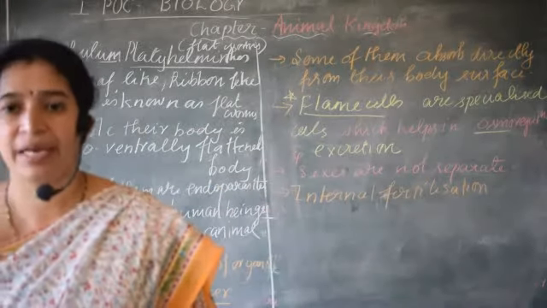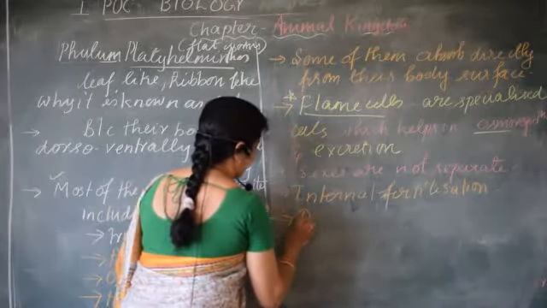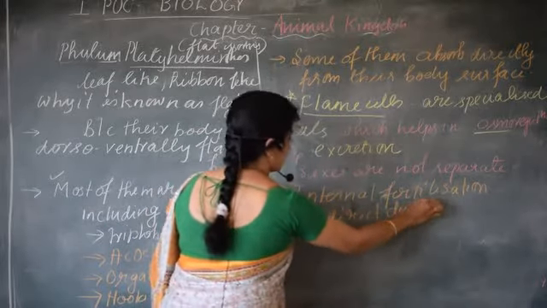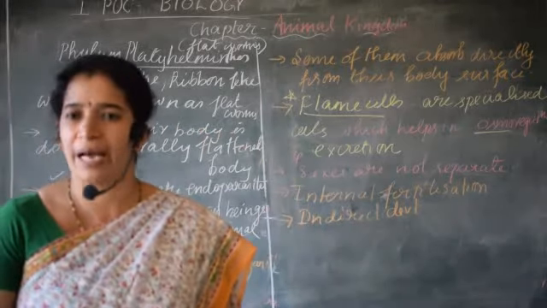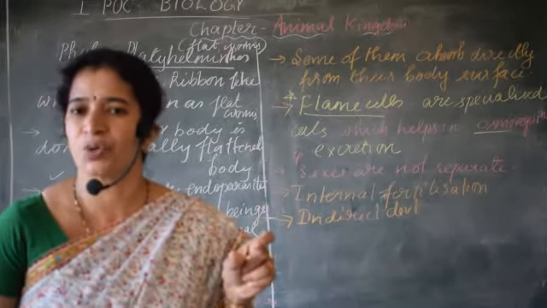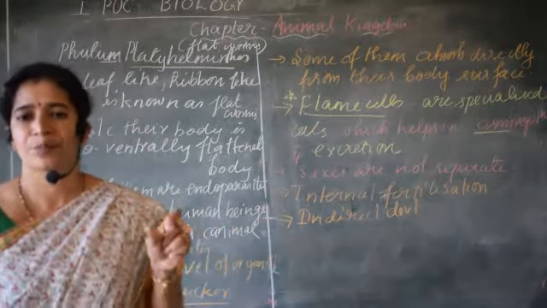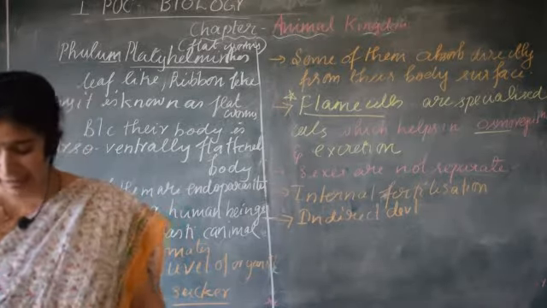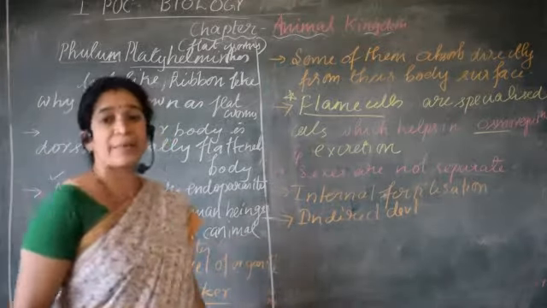Then they have indirect development. Let us go with the next feature about their development. They have indirect development. That means they have a larval stage. Usually, those animals or worms that are parasitic will have a larval stage. For example, mosquitoes have a larval stage, right? Likewise, these Platyhelminthes are flatworms, parasitic forms, and they too have larval stages. Indirect development through many larval stages.